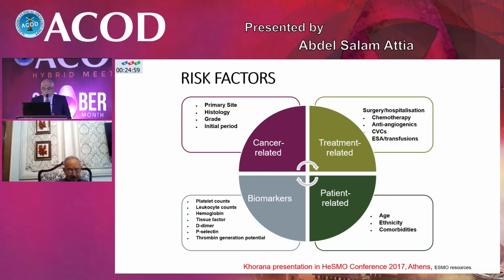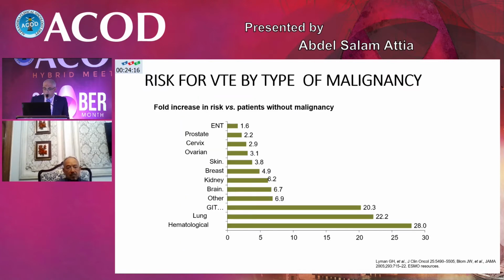So the risk factors are related to the cancer, to the treatment, to the biomarkers, and to the patient himself. The risk factors could be the primary site of the cancer, the histology, the grade, and the treatment: the surgery, the need for hospitalization, the chemotherapy, the anti-angiogenic therapy, and the need for transfusion. Biomarkers: high platelet count, leukocyte count, low hemoglobin level, tissue factor, high level of D-dimer, and thrombin generating potential. Patient-related factors are age, ethnicity, and comorbidity.